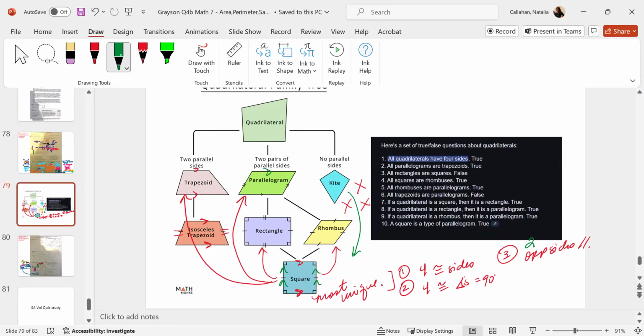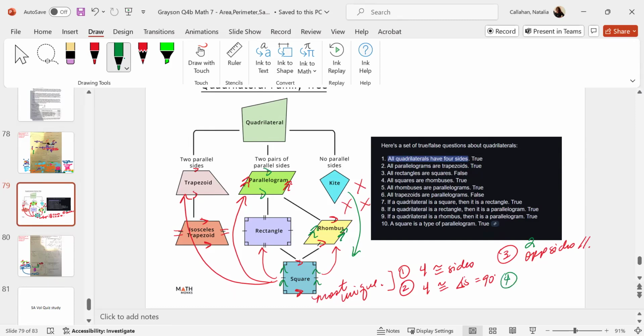No. I said parallelogram. You said rectangle. No, I said parallelogram before rectangle. What else? Rhombus. Is that it?